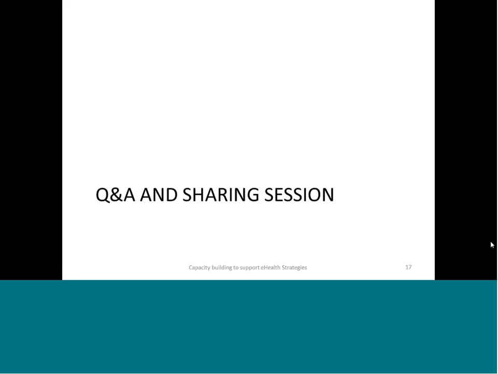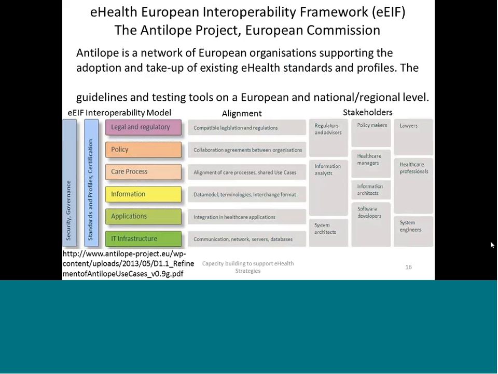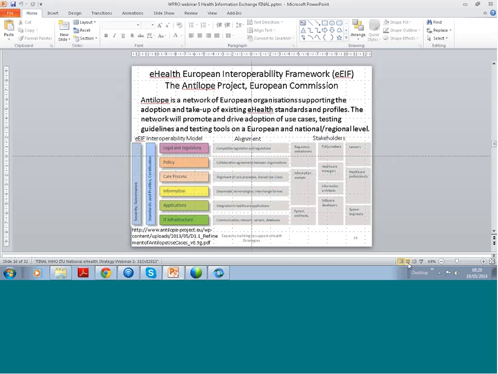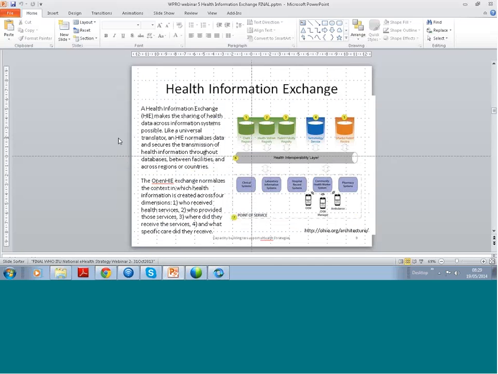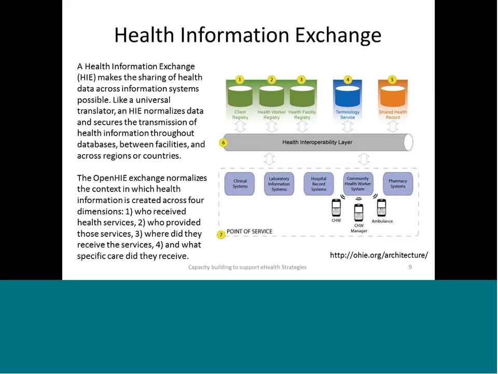Okay. Well, I think the simplest picture is this one. That's how a health information exchange works, so that you have in the hospitals within your country clinical systems, lab systems, hospital record systems. Across the community care services in your country, you will have community health workers and you'll have pharmacy systems too.